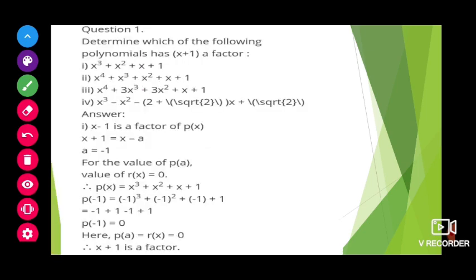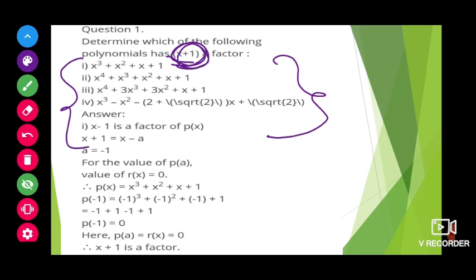Next, determine which of the following polynomials has x plus 1 as a factor. Children, if x plus 1 is a factor, then if we divide by x plus 1, the expression should leave a remainder of 0. To find the remainder these expressions leave when divided by x plus 1, first we find the value to substitute in place of x.